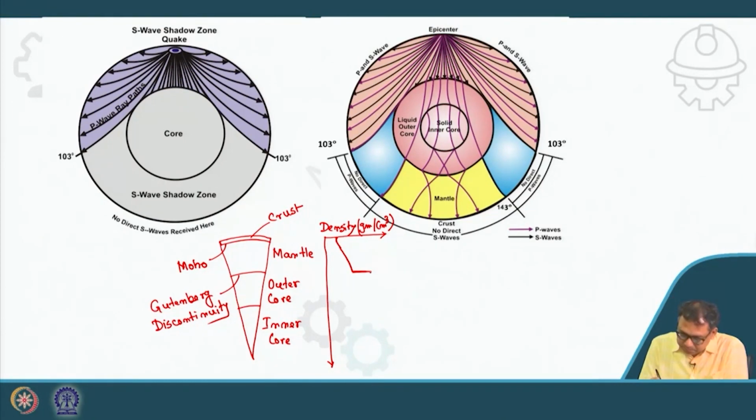Then again it will be more or less constant or slightly increase. Then at the boundary of outer core and inner core it will again increase, and then it will follow up to around 14, and then again it will follow like this. So this is the density variation along the depth. If this is the depth, and this is the density variation.